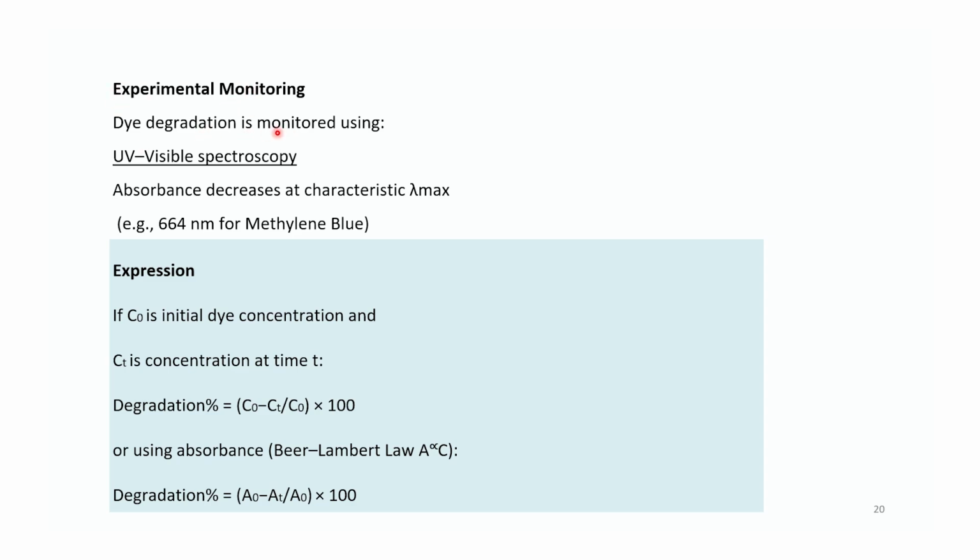The dye degradation process is monitored by UV visible spectroscopy. I've told you in the characterization technique how this works. The absorption decreases at a characteristic lambda max that is characteristic to whatever dye is being considered. So let's say you know that the water is polluted with the methylene blue dye. The lambda max for it is 664 nanometer, so at that particular wavelength, you are going to study it.